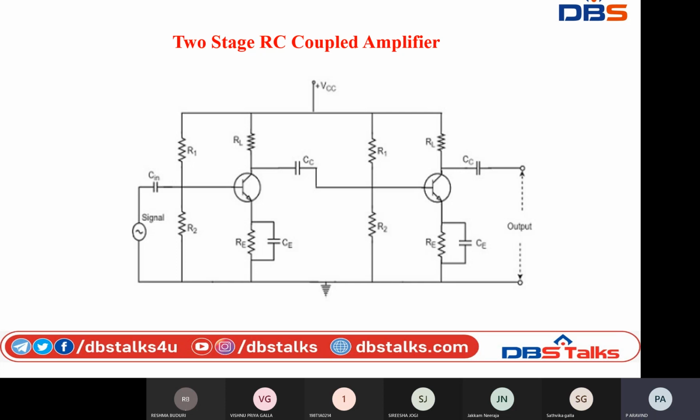Initially we apply an AC input signal at the base of the first transistor. At the collector it gets amplified, and through Cc we pass the output of the first stage to the second stage transistor base as input. We get the output at the collector load of the second stage. So this is the operation of a two-stage RC coupled amplifier.